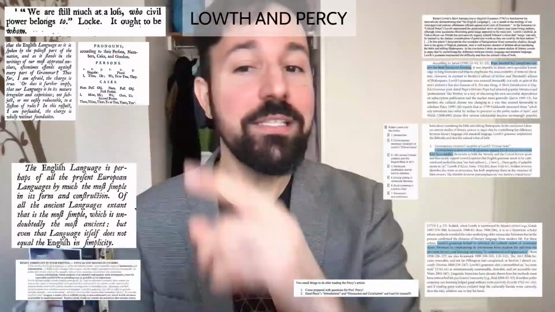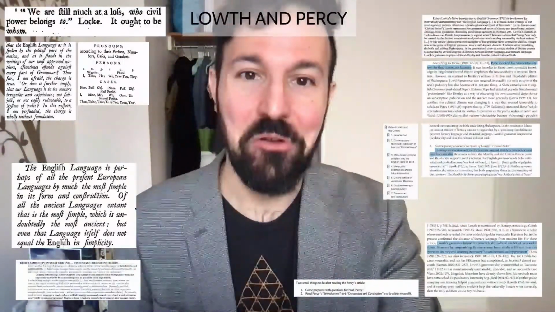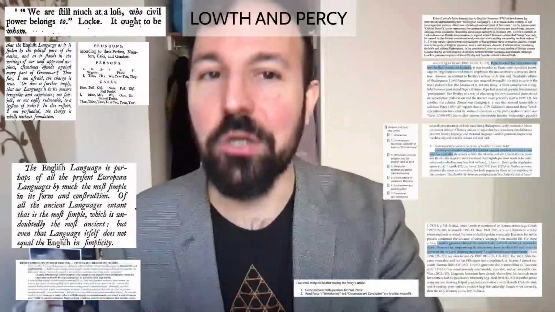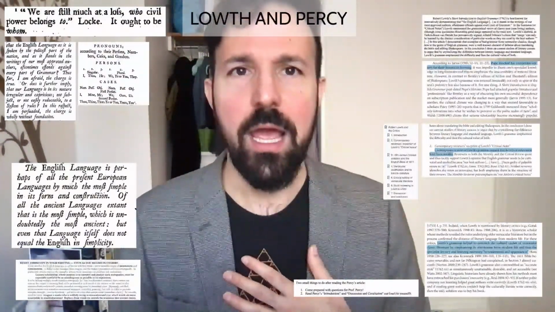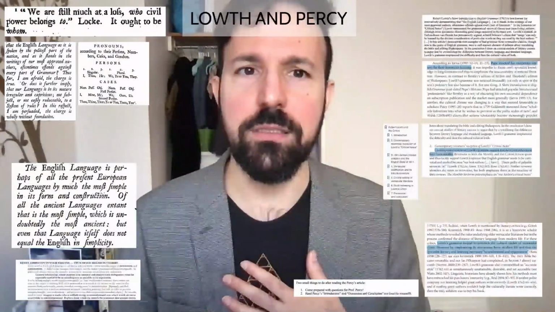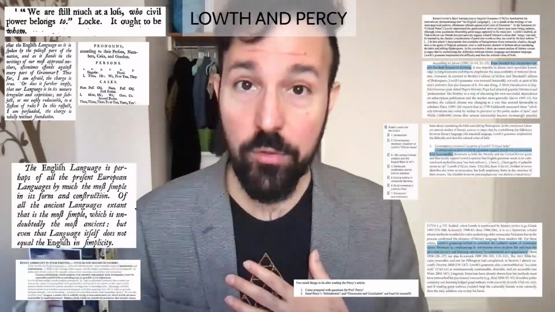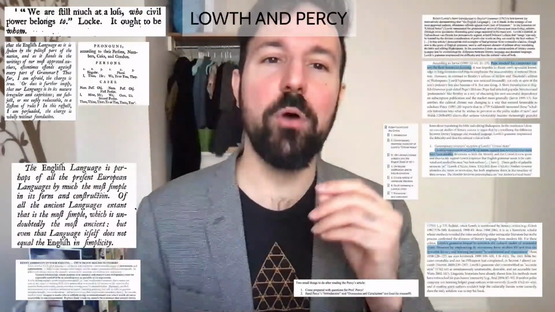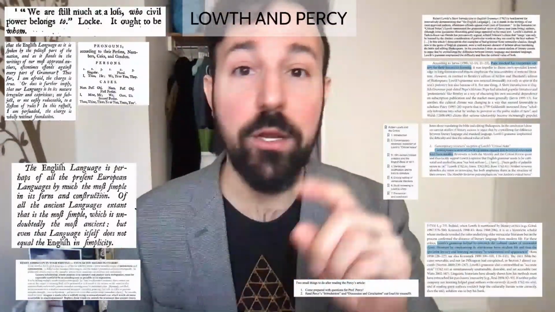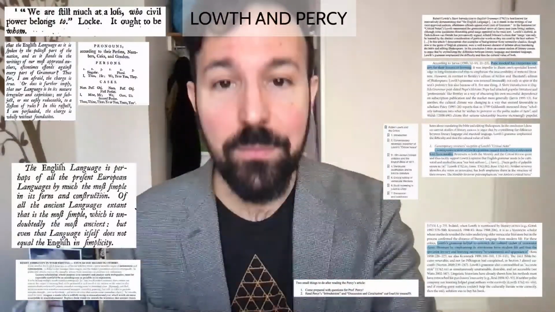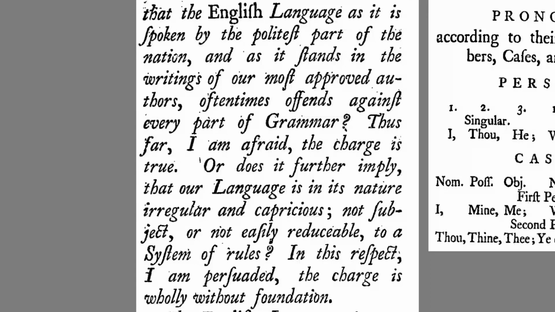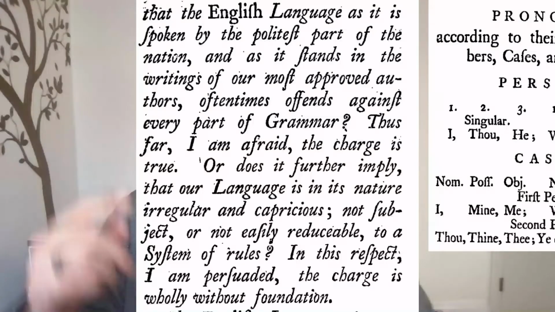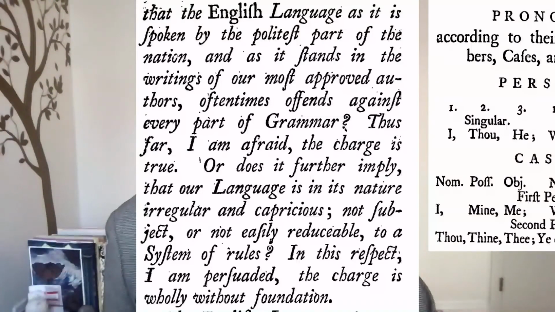Robert Lowth begins his tract on clarity, that is, on grammar, by responding to public charges by Swift and others that, quote, the imperfect state of our language has offended against every part of grammar. As Lowth interprets those charges, it means that even the most highbrow usages of English, in writers recognized as the best, can be ungrammatical. And no, he does not give any room for the fact that language is in its nature irregular and capricious.